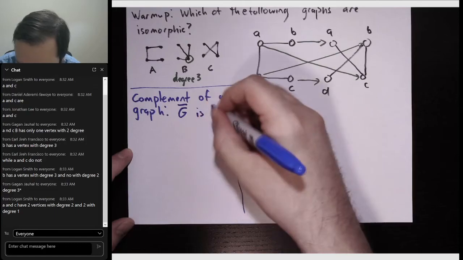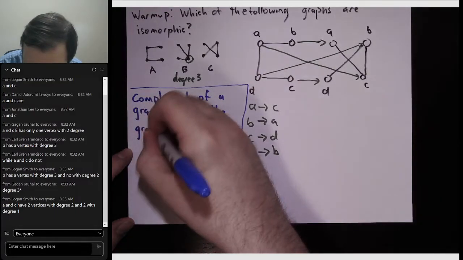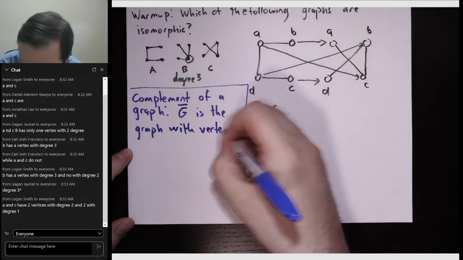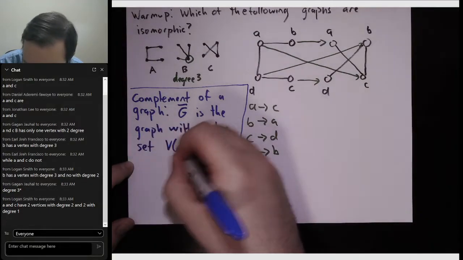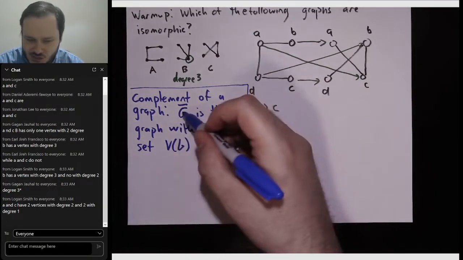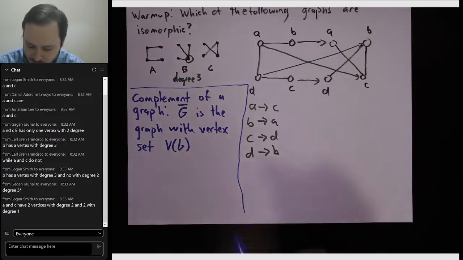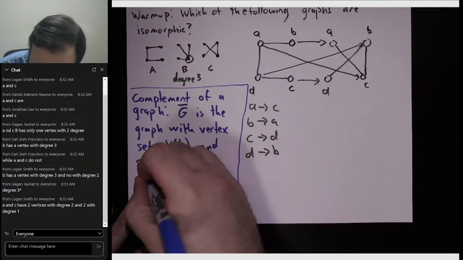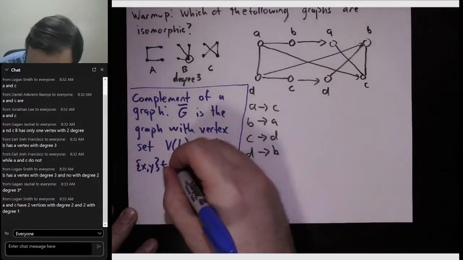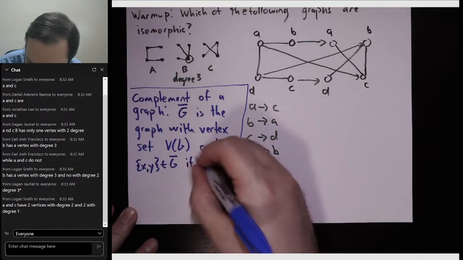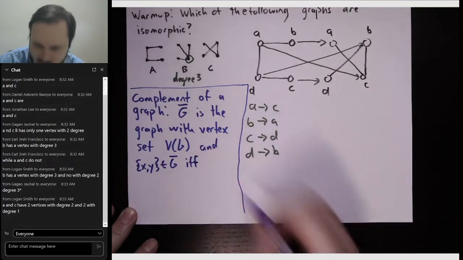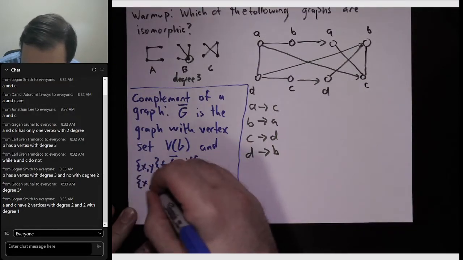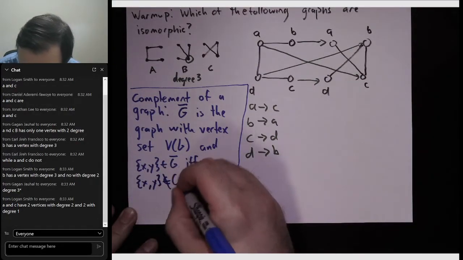Is the graph with vertex set V of G. So G has some vertices. G bar has the same exact vertices. And XY is an element of G bar if and only if, to remember, we write with this extra F. This means if and only if. That is not an edge in G.